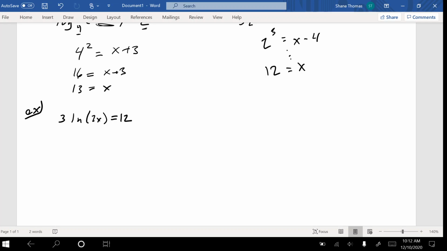All right, first thing though, let's get rid of that 3 out front. Let's divide both sides by 3. So now I have the natural log of 2x is equal to 4.